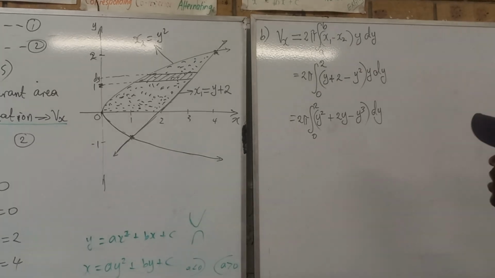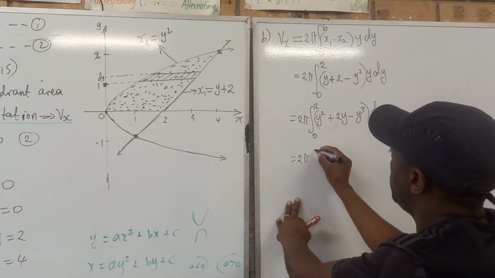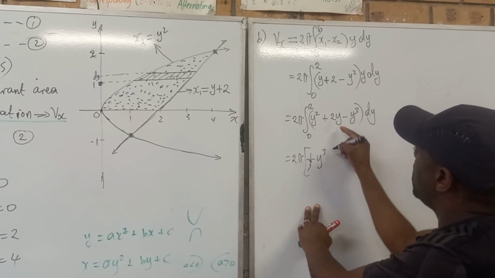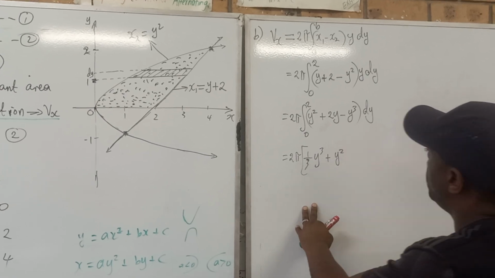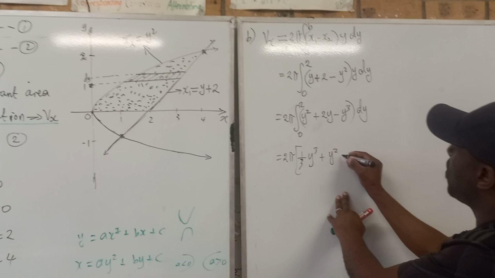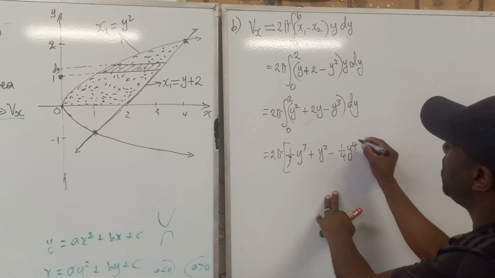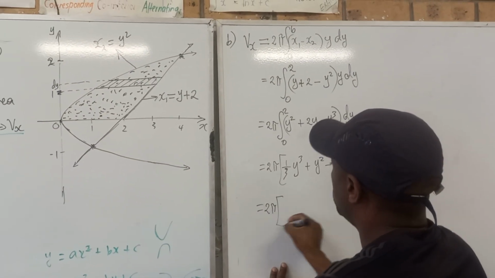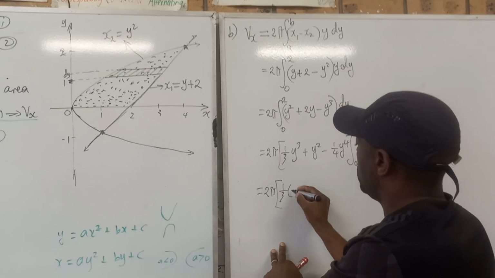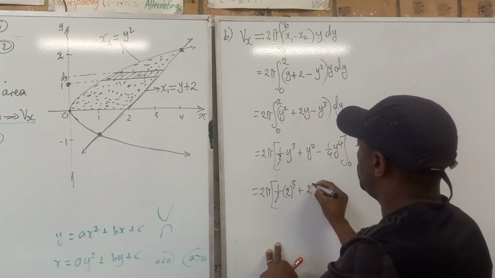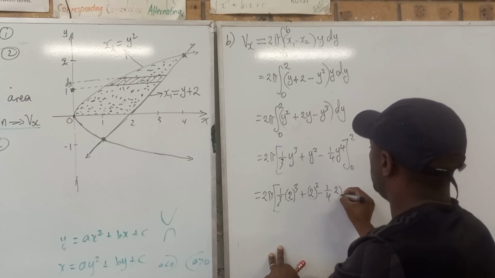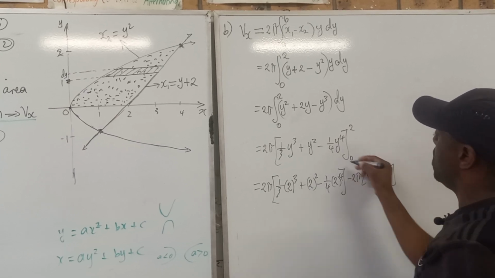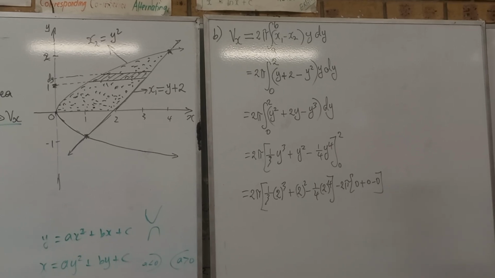Then I do my integration. I get 2 pi. If I integrate y squared, I get 1/3 y cubed. If I integrate 2y, it gives me y squared, or 2y squared over 2. If I integrate y cubed, I'll get 1/4 y to the power 4, from 0 to 2. Then I can substitute my limit, starting from the upper limit, that is 1/3 into 2 cubed plus 2 squared minus 1/4 of 2 to the power 4. Then the lower limit, it's a 0 plus a 0 minus a 0, since I'm using 0 everywhere it's y.